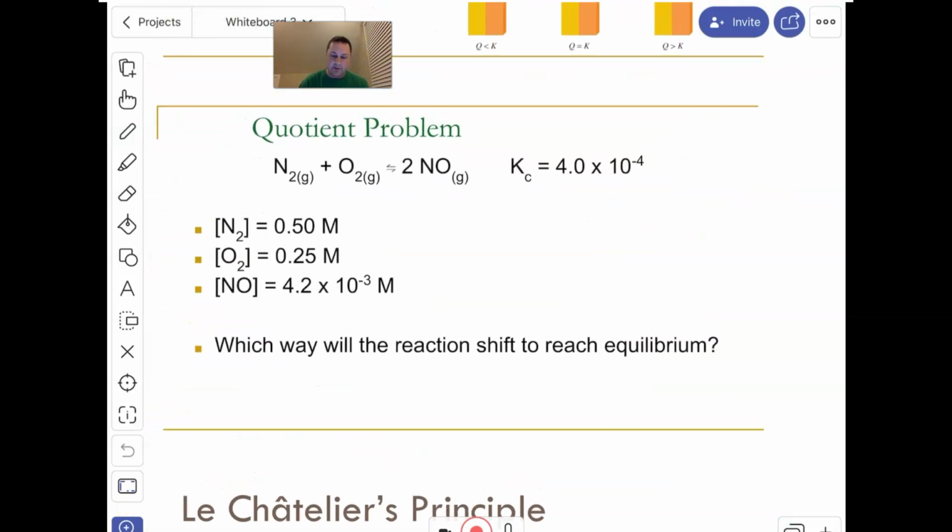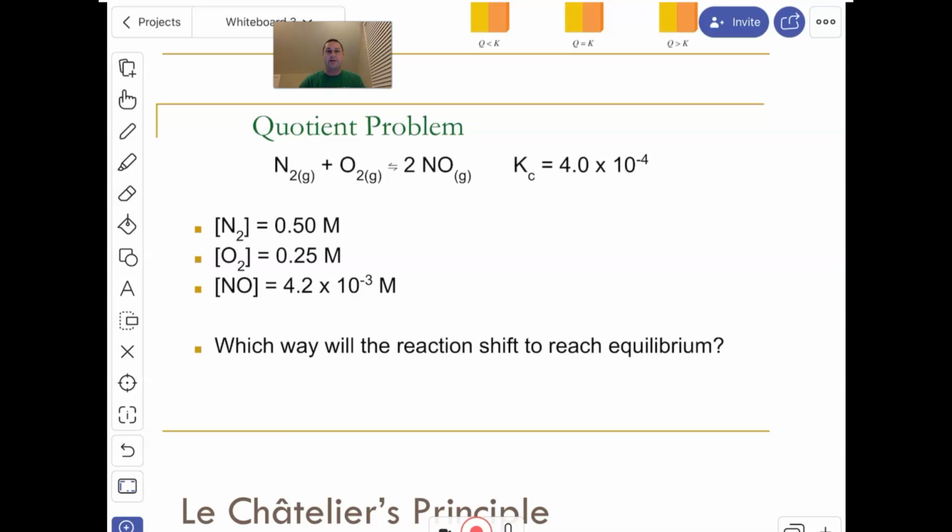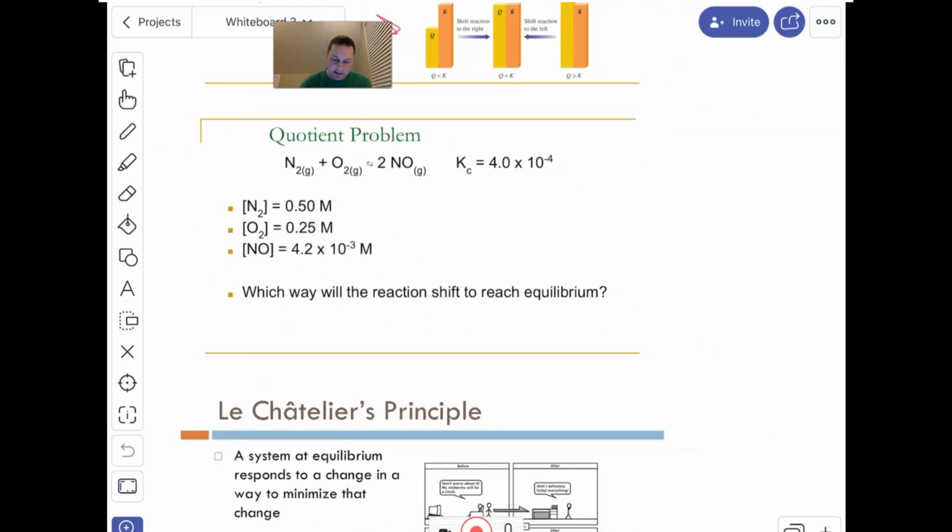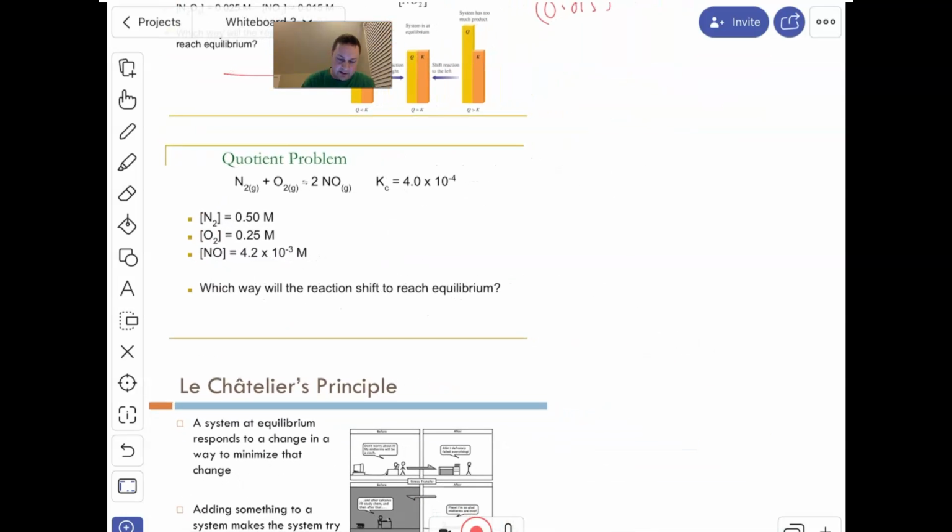Okay, here's another quotient problem. If you want to look at this, go ahead, pause it, and see if you get the right answer. I'll just tell you what I get here. Okay, did you pause? I hope you did. Here we go. This one here, let's take a look. Let me get my quotient expression.